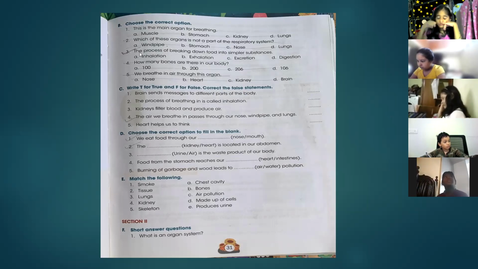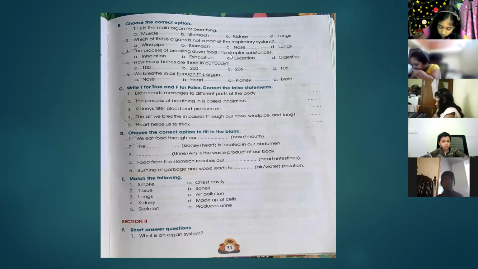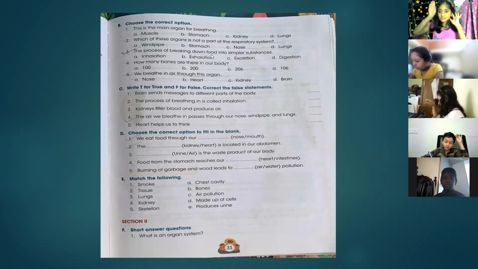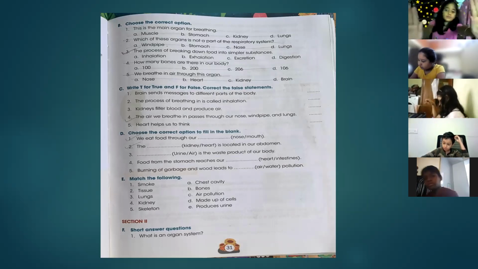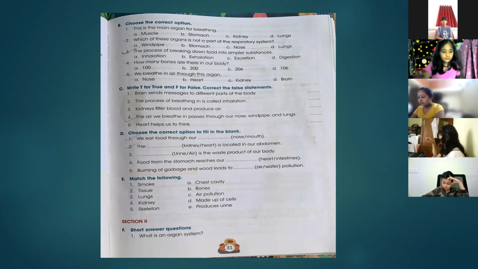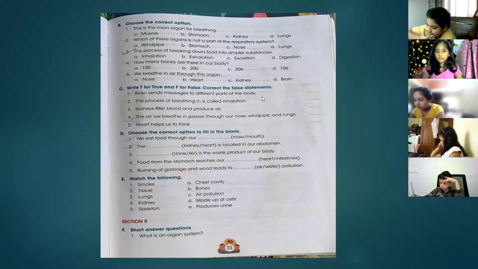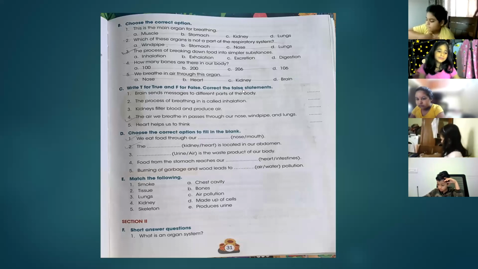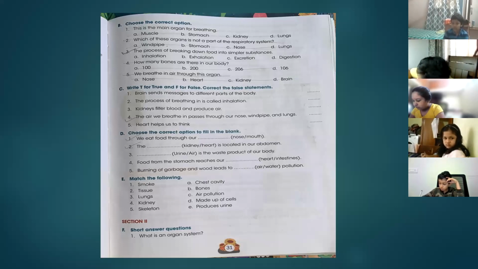Okay, the next one. The process of breaking down food into simpler substances is inhalation, exhalation, excretion, or digestion. Which is the right answer? Okay, Catherine? Okay, Sanaya, I'm sorry, I'll ask Catherine. Yes, Catherine. Digestion. Okay, very good. So digestion is the process of breaking down food into simpler substances. So you can take digestion.